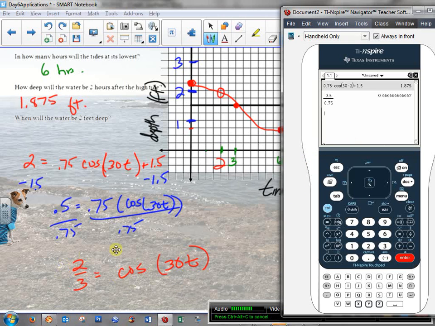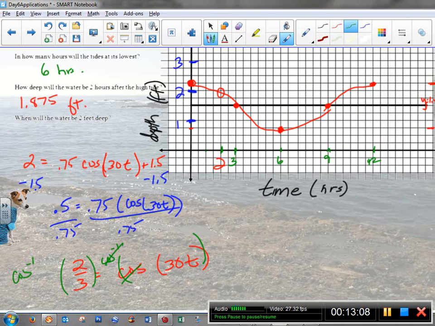If you watch what happens here, inverse cosine of 2/3 and inverse cosine of this expression on the right hand side, the cosine and the cosine inverse are canceling each other out. Move that out of the way. So now my equation becomes inverse cosine of 2/3 is equal to 30t.